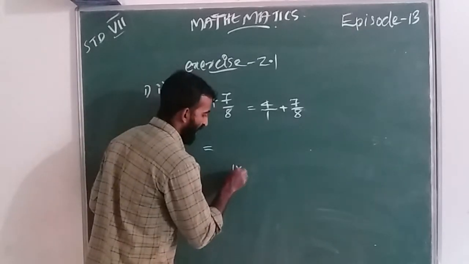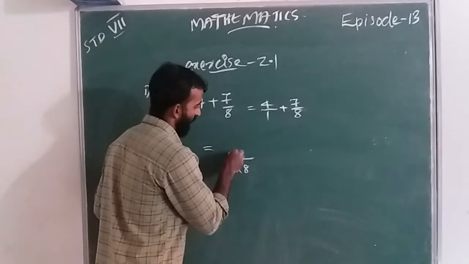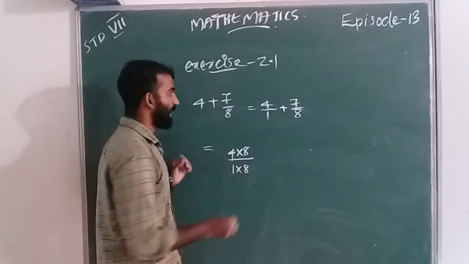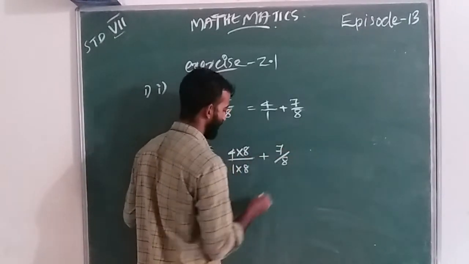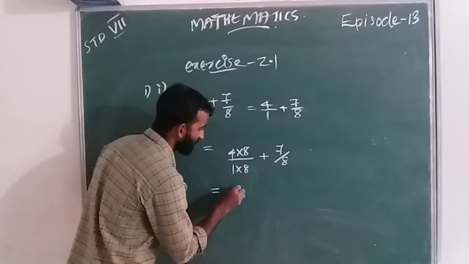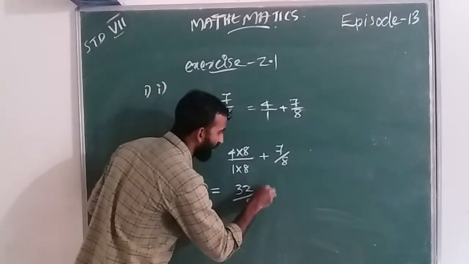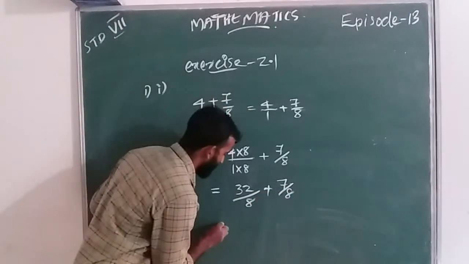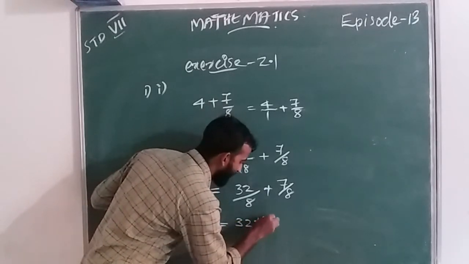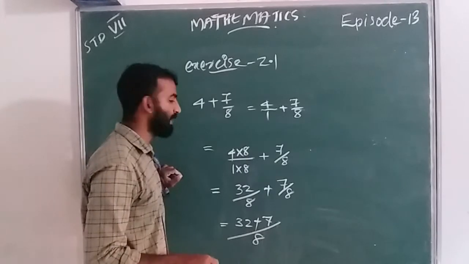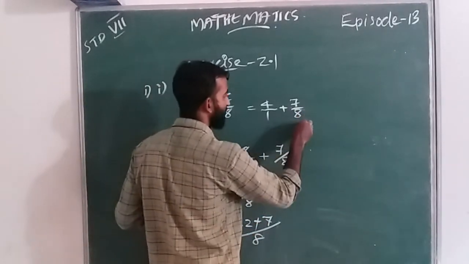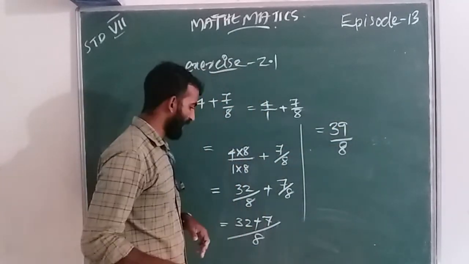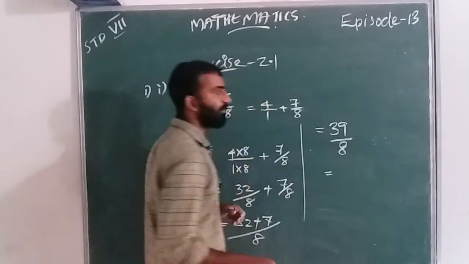So 4 into 8 by 1 into 8 plus 7 by 8. That is 32 by 8 plus 7 by 8. That is 32 plus 7 whole divided by 8. The next step is 39 by 8.